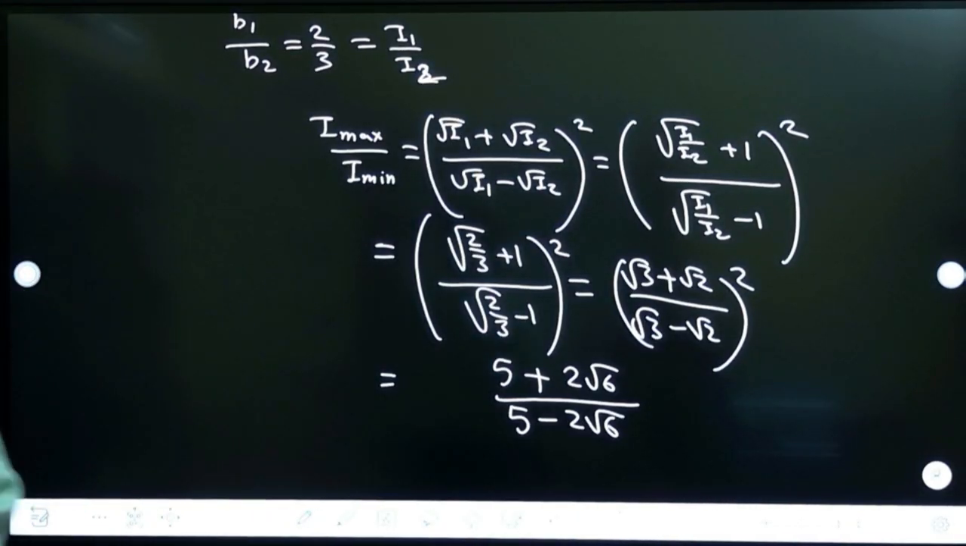Okay. Calculation on this. And, tell me. Any doubt?